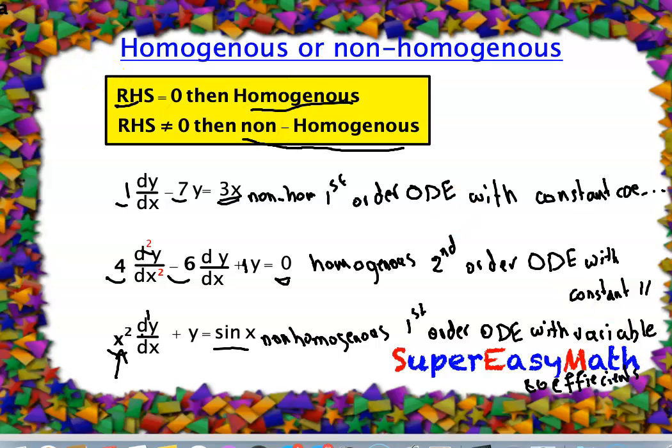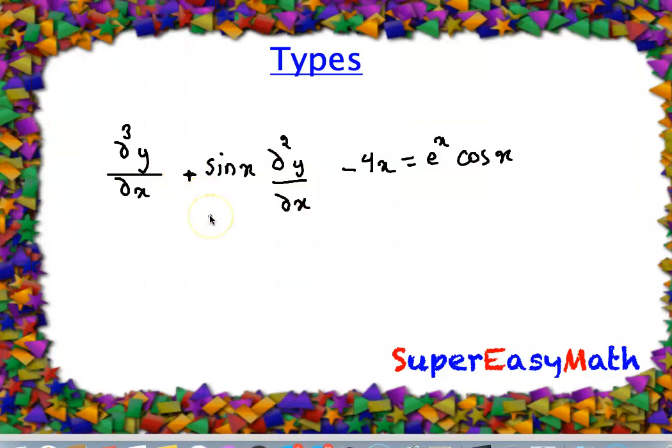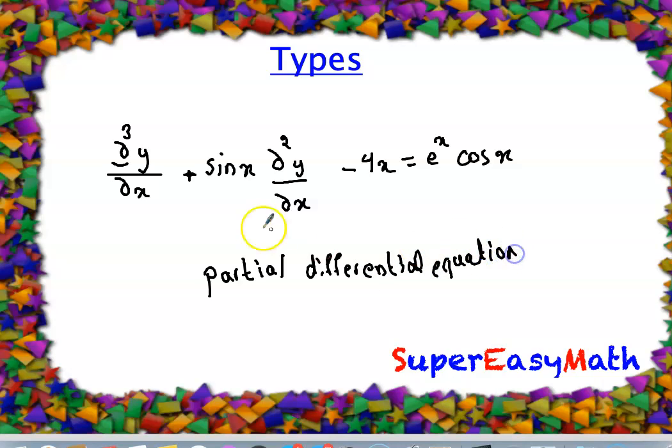Let's take one more example. So here, ordinary or not, we have here delta, not d, so it's a partial differential equation. Order, we have here 3, so it's third order. Constant coefficient or not, so the coefficient here is 1, but here it's sine x, which is a variable coefficient, so with variable coefficient.